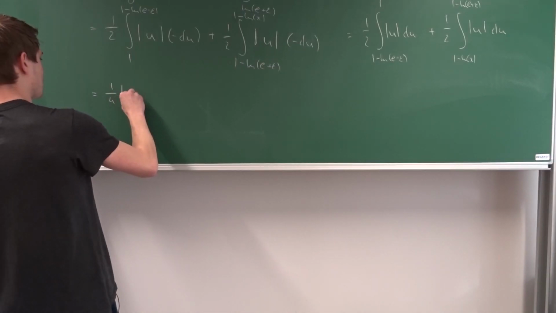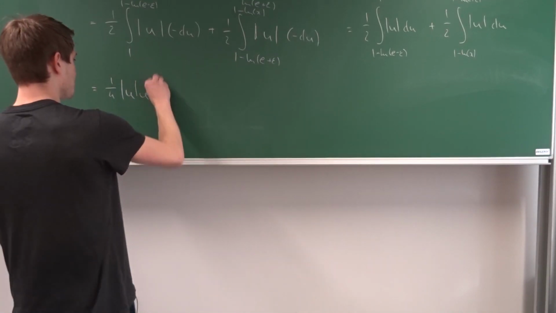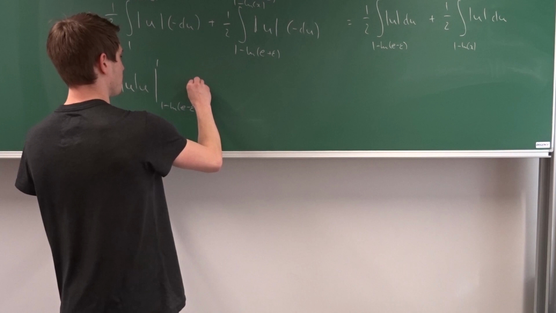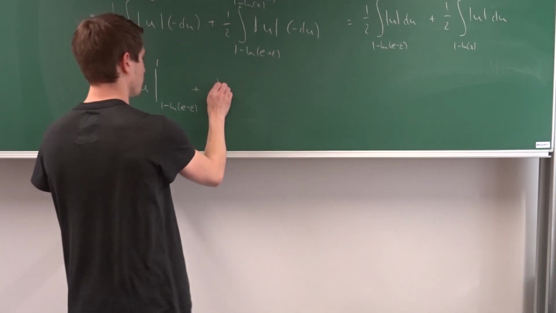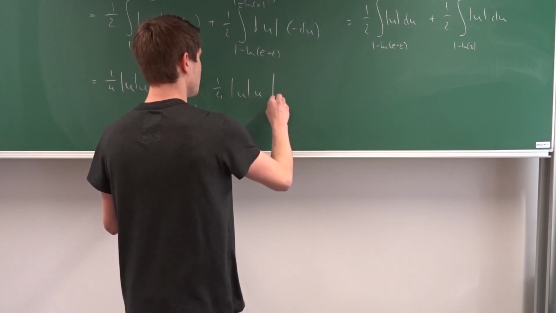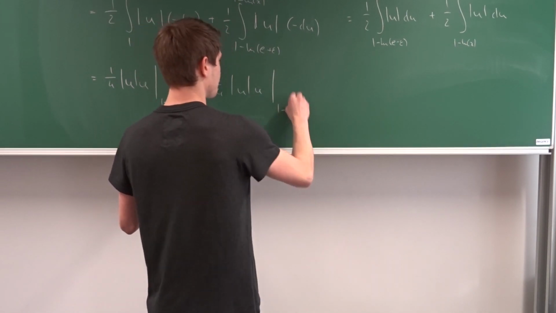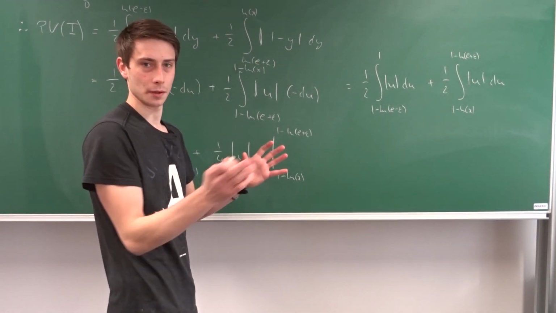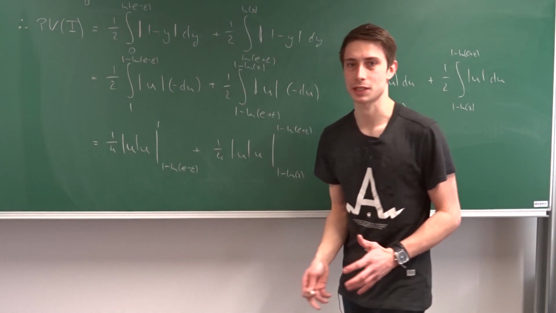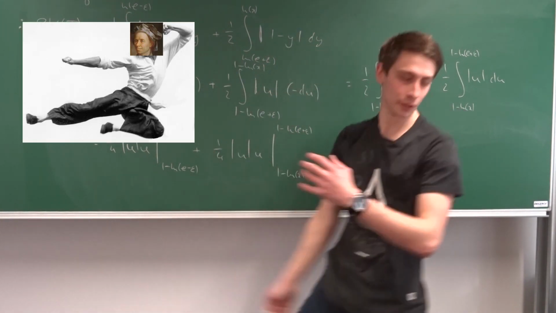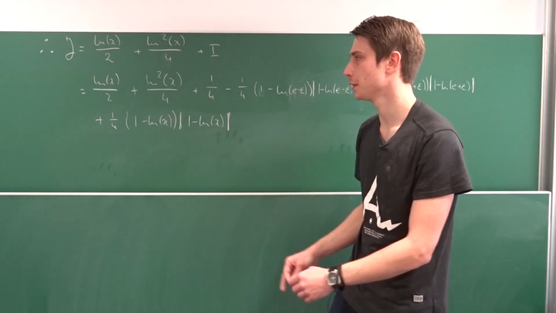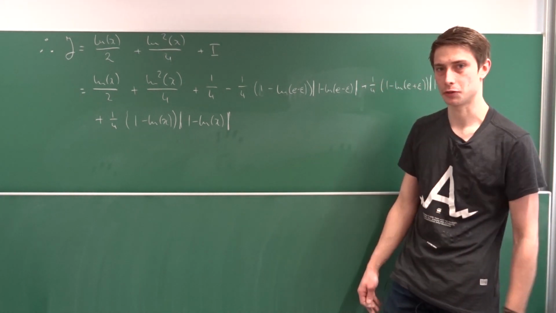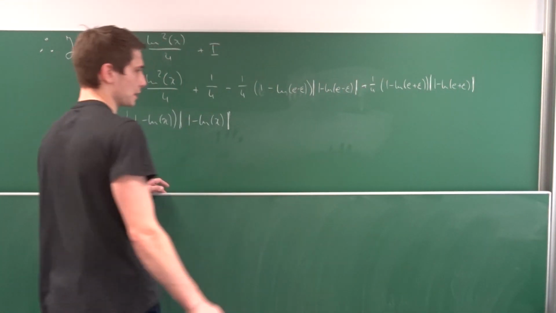That's 1 over 4 times the absolute value of u times u from 1 minus ln of e minus epsilon to 1, and then positive 1 over 4 times the absolute value of u times u from 1 minus ln of x to 1 minus ln of e plus epsilon. And we can plug in those upper and lower bounds and see what we get on the next chalkboard. So I plugged everything in and I ran out of space on this column right here, so I have to continue here. And now we have to argue a little bit to get rid of the absolute values.